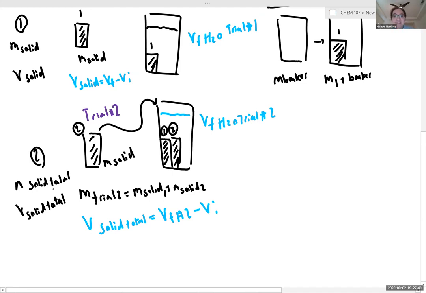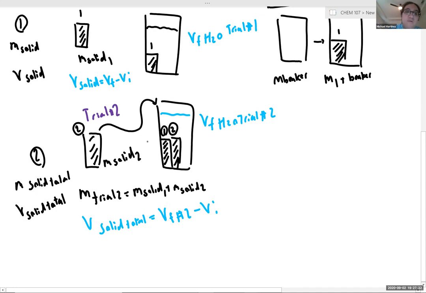Does that make sense to everyone? Does everyone understand this critical distinction? Does everyone see how if we have both of our metal pieces in our graduated cylinder, we need to add both of the masses together? Does that make sense to everyone? No, I didn't understand the math part of it. Ah, okay. For trial 2.